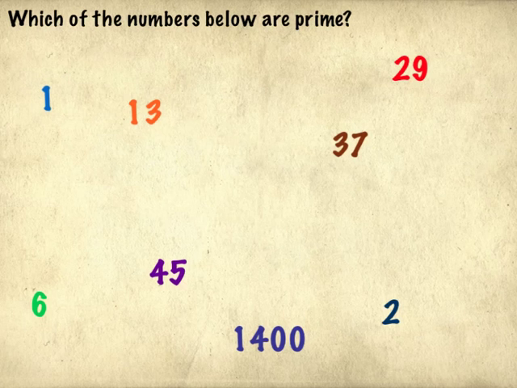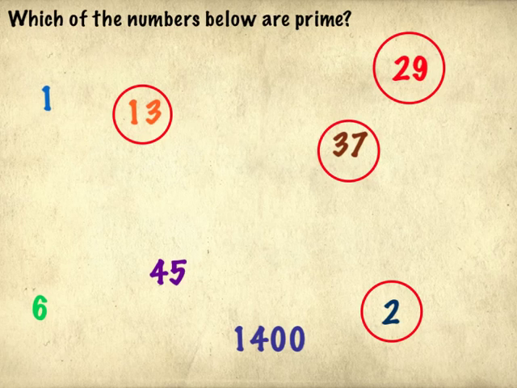Look at this little schmoz of numbers. Which of the numbers below are primes? Just look at them for a minute and try to figure out which ones are primes. So here are your prime numbers. 13, 37, 29, and 2 can all be divided only by themselves and 1. Notice that 1 is not a prime number, it's a special number.